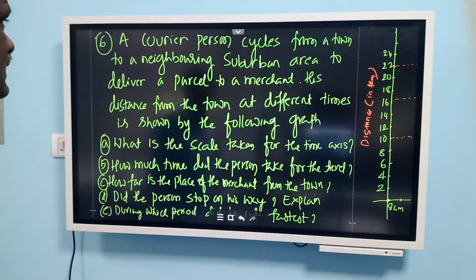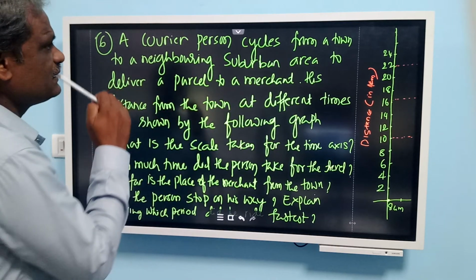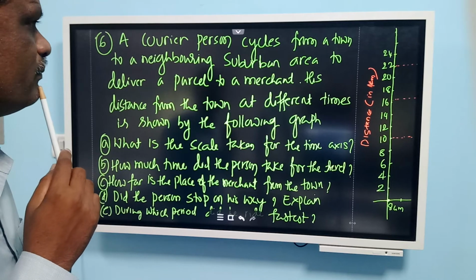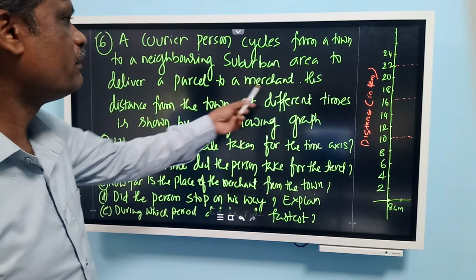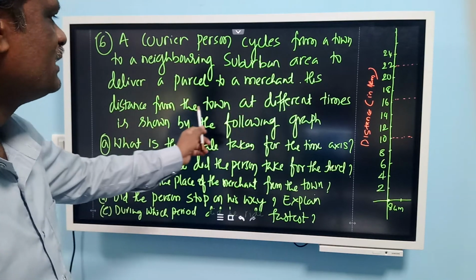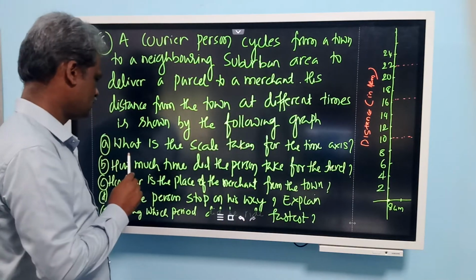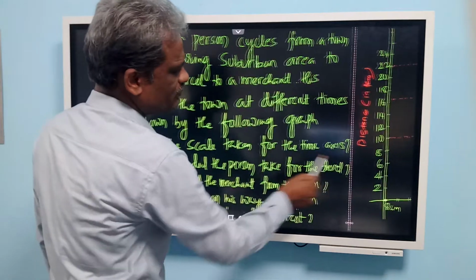Watch question number 6 now. A courier person cycles from a town to a neighboring suburban area to deliver a parcel to a merchant. His distance from the town at different times is as shown by the following graph. So now look, this is the graph.